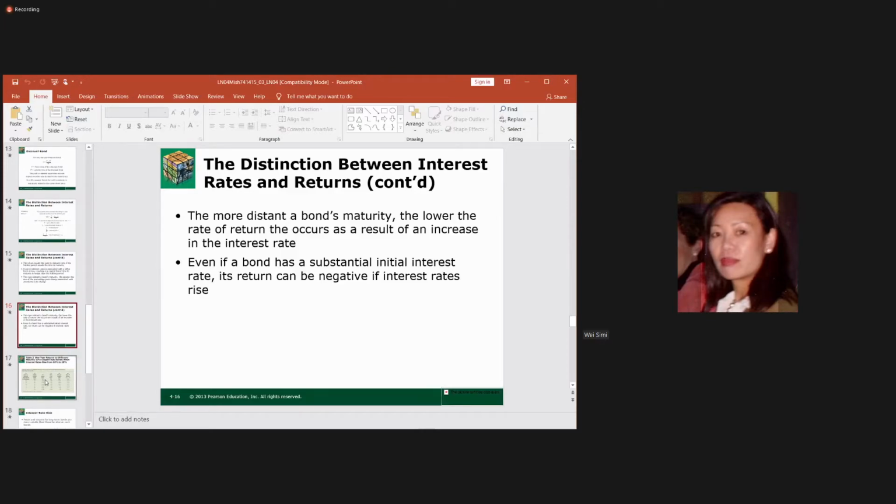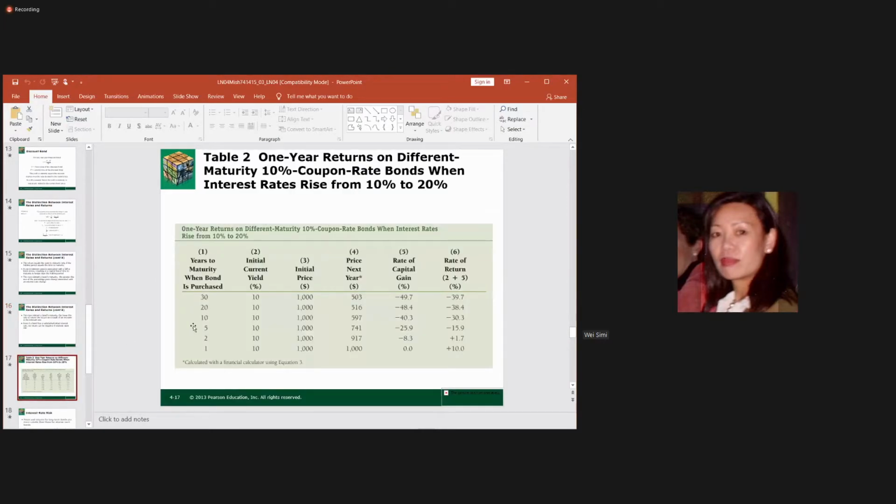So what happens to interest rates? Let's see an example here. This is very important. We'll do the analysis little by little. This is the one-year return on different maturity 10% coupon-rate bonds. That means many bonds with the same coupon rate but different maturity. But one year later, what happened? Interest rates rose from 10% to 20%.